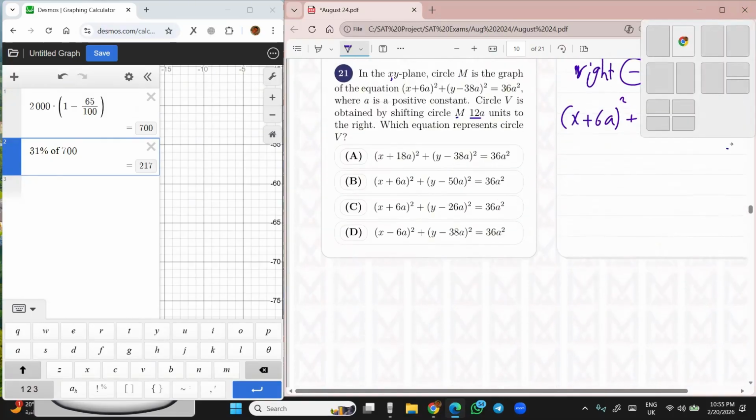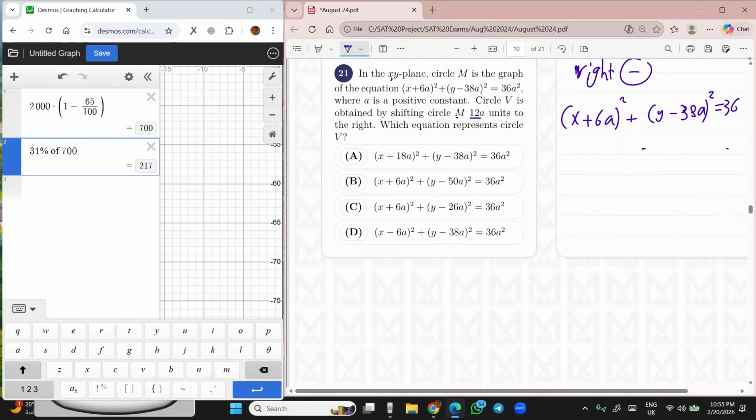squared. We have to look at this as 36a squared. We have to look at the movement of right. And when I say right, 12a units to the right, it means you come to this one and you add negative 12a. Right inside that circle is negative and left is positive. Also the same as up and down.